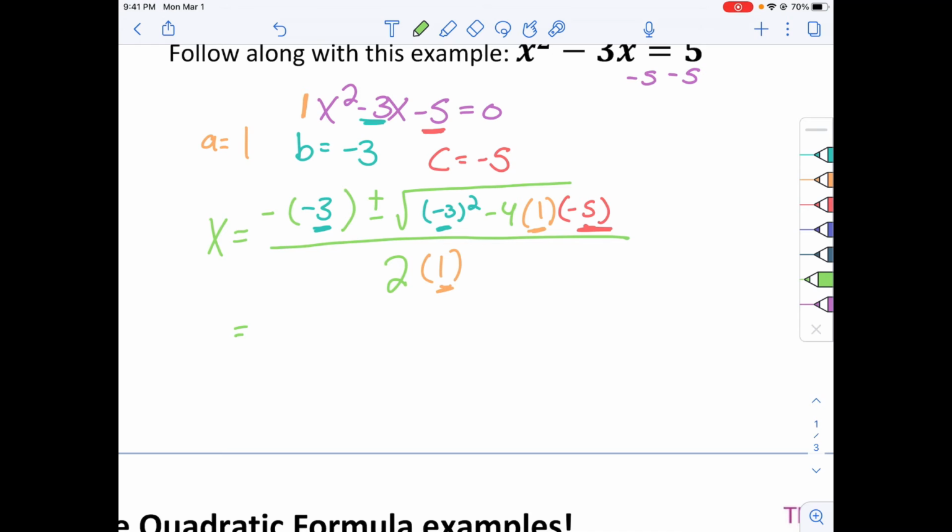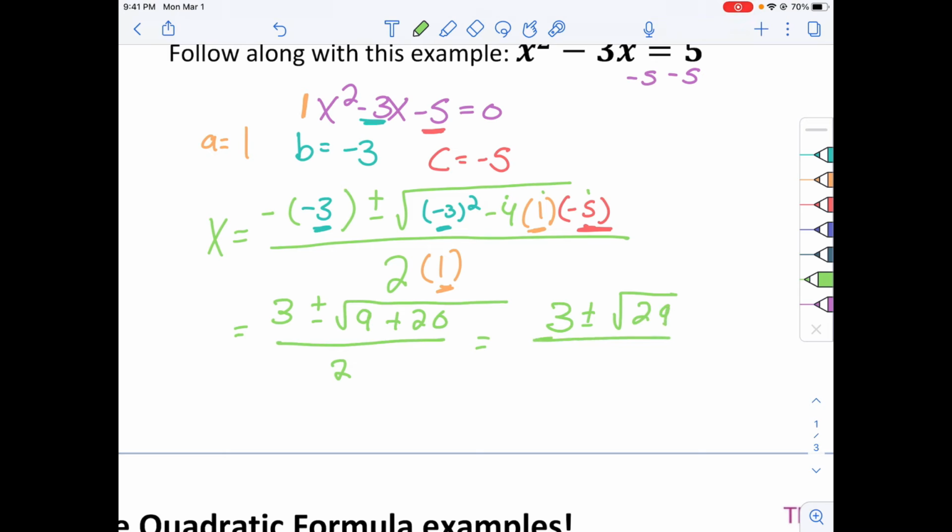So negative 3 makes positive 3, plus or minus the square root of. Negative 3 squared is 9. Negative 4 times 1 times negative 5 is positive 20. And then all of that is divided by 2, because 2 times 1 is just 2. So then you have 3 plus or minus the square root of 29, all divided by 2.